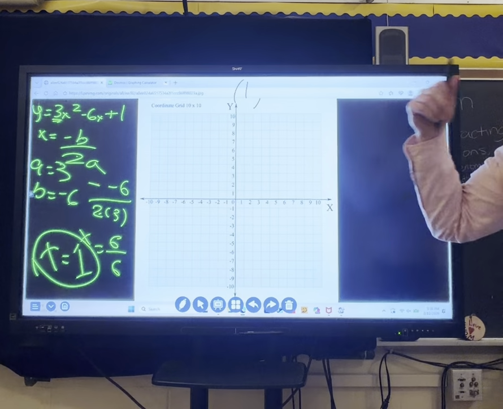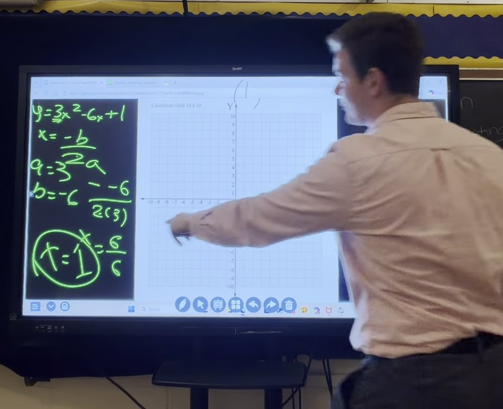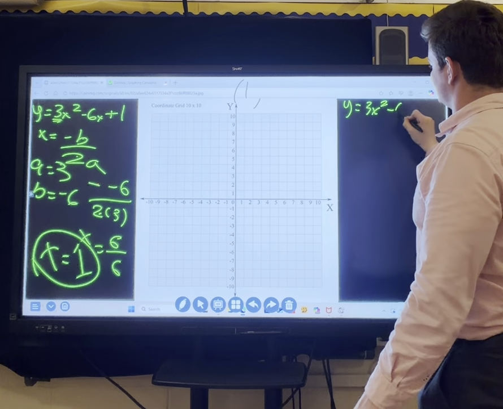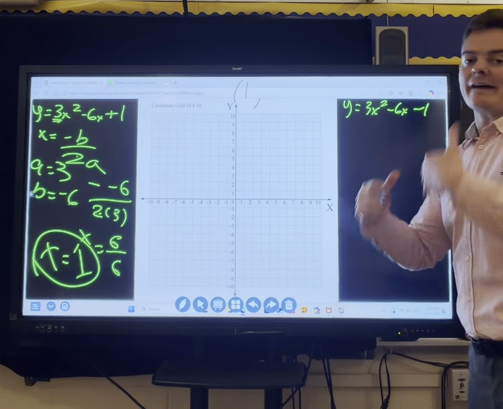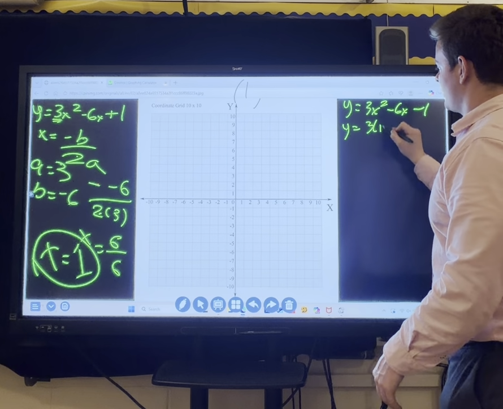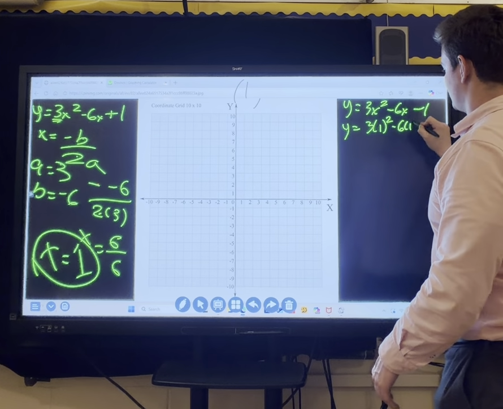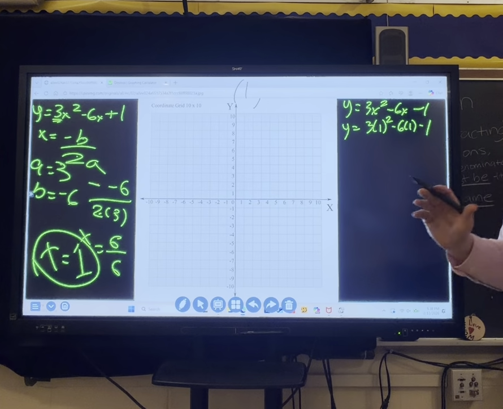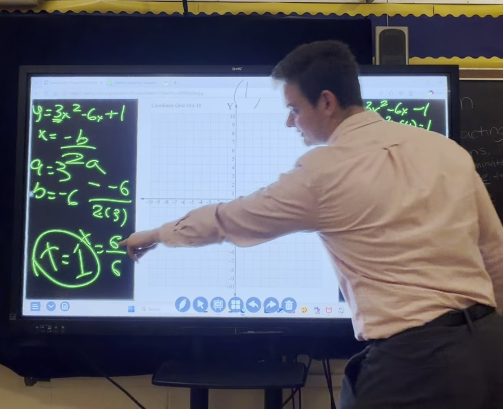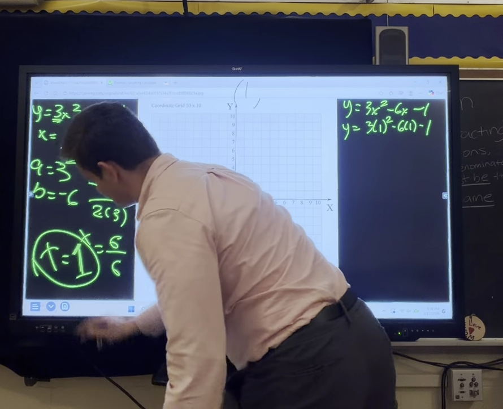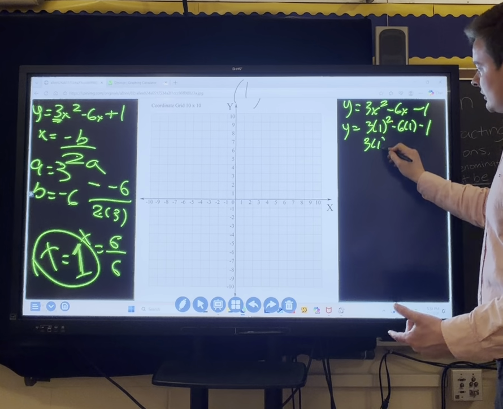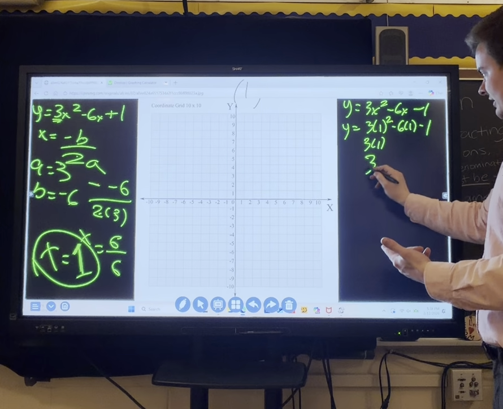To find the y, I just take that 1 and I plug it in. y equals 3x squared minus 6x plus 1. Wherever I see an x, I put a 1. y equals 3 times 1 squared minus 6 times 1 plus 1. All I did was replace the x with the 1. 1 squared becomes 1. So that's just 3 times 1, which is just 3.